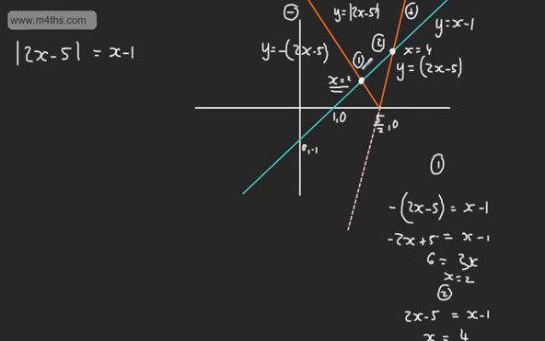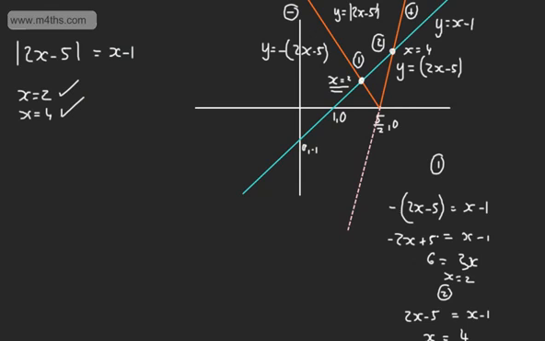So we've got our two solutions. Now do they work? Let's try them. We've got x is equal to 2 and x is equal to 4. So if I sub 2 in, we've got 2 times 2, which is 4, minus now 5. That's going to give me minus 1. So the modulus of minus 1 is going to be 1. Is that equal to 2 minus 1? Yes, it is, so it works. Let's now take 4. 2 lots of 4 is 8, minus 5 is 3. The modulus of 3 is 3. 4 minus 1 is 3. Both of those work, and they are our solutions.